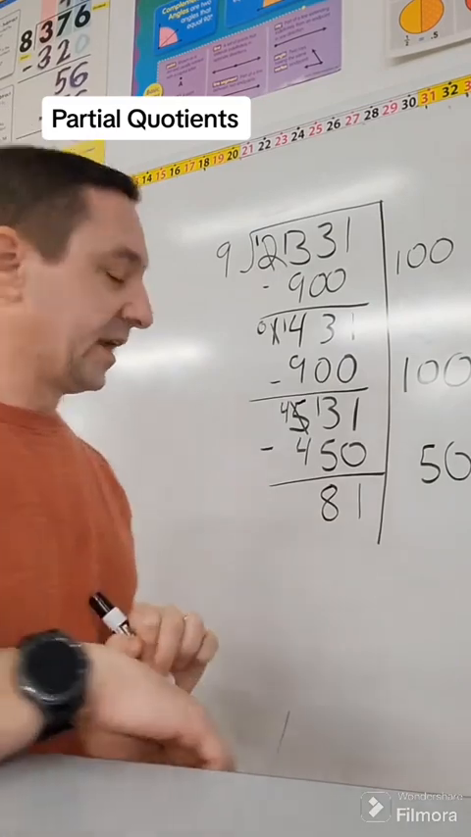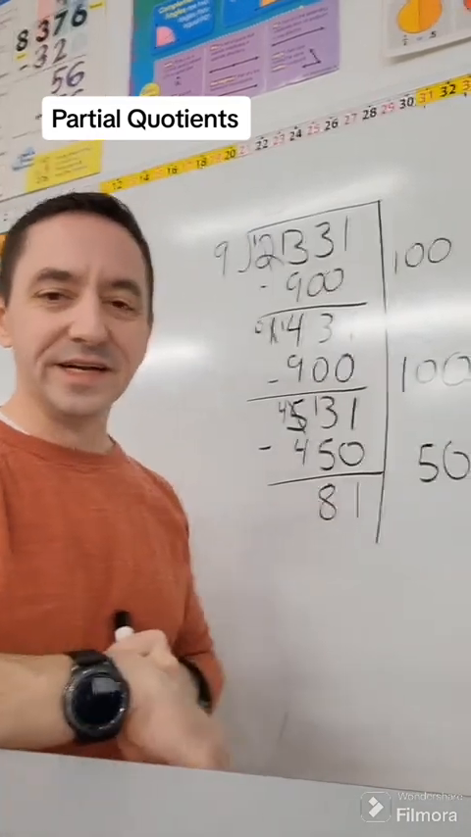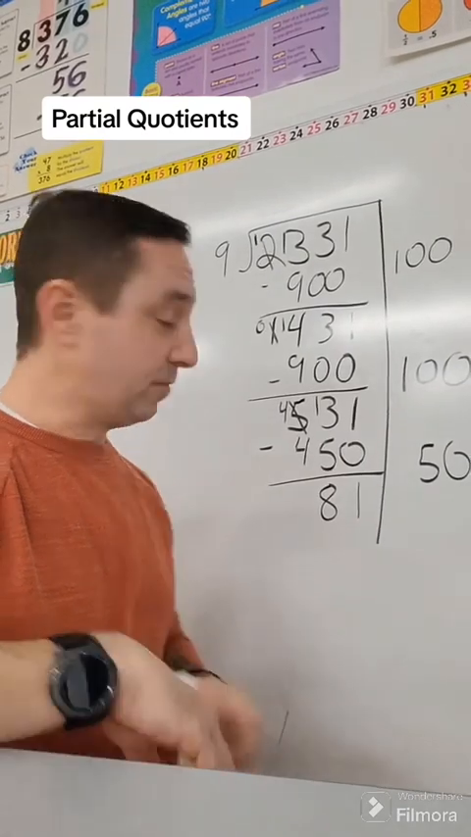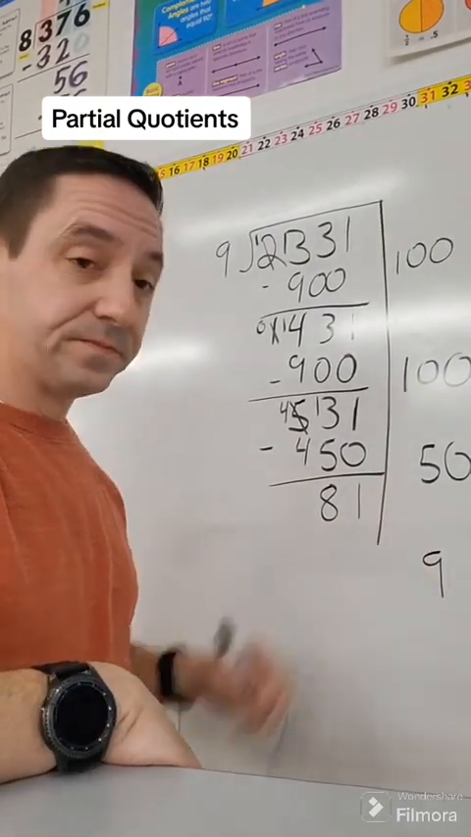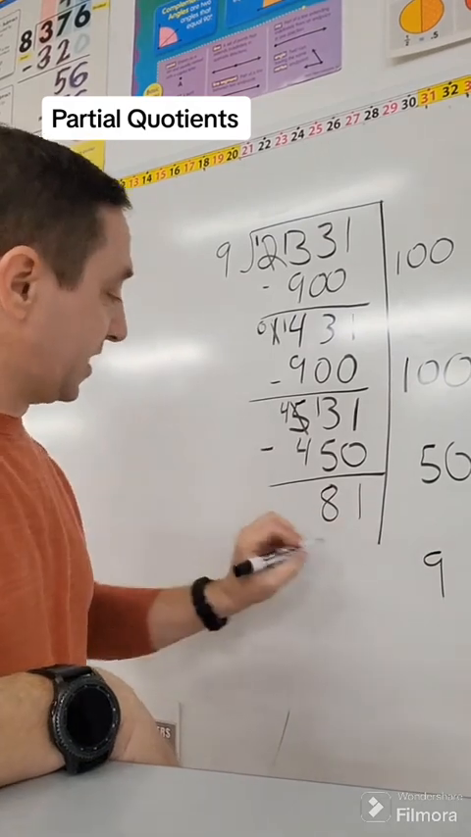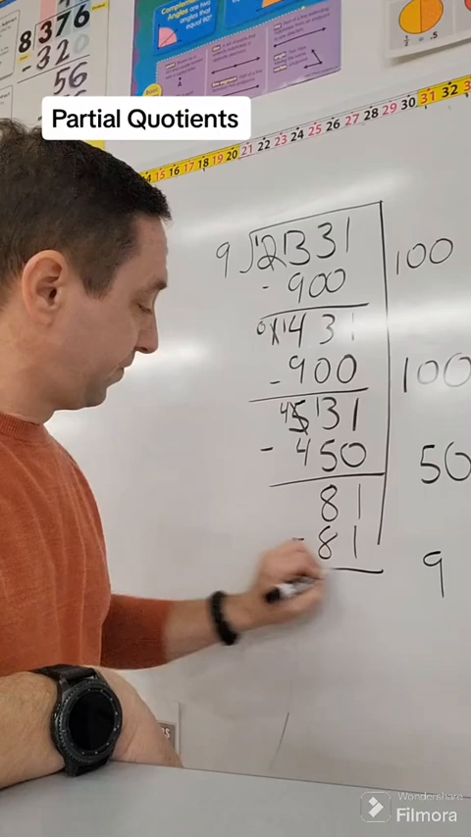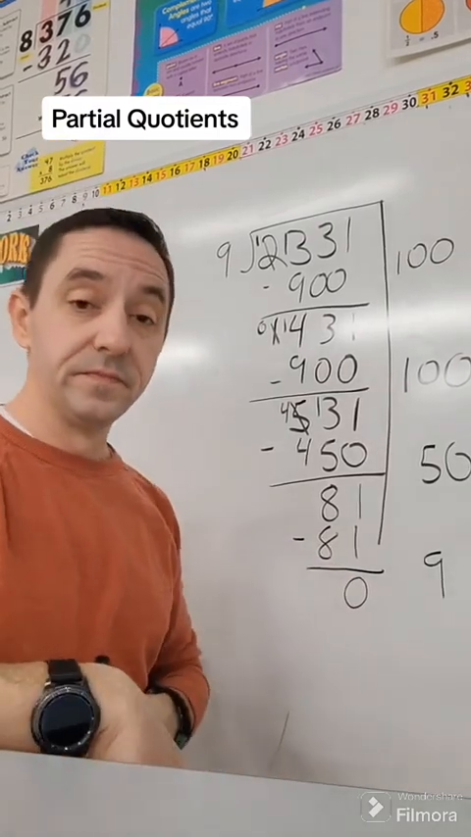And right away I look at that and I go, wait a minute. I know my 9 times tables. 9 times 9 is 81. So I'm going to put my 9 over here. And 9 times 9 is 81. I'll subtract 81. And I've got a 0.